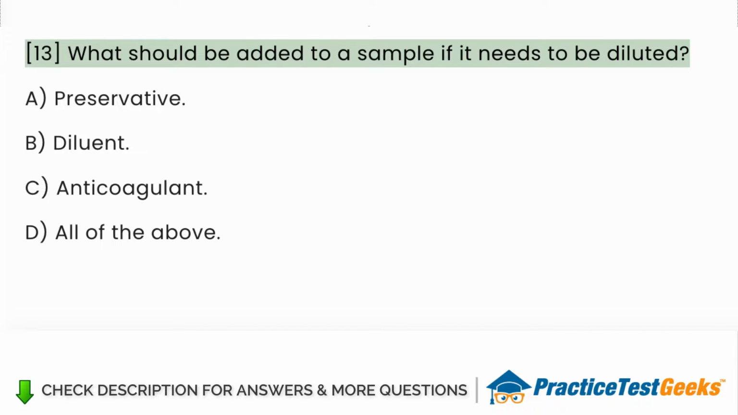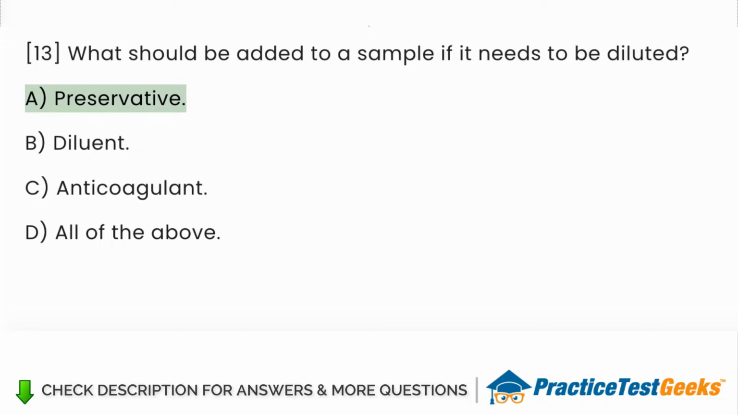What should be added to a sample if it needs to be diluted? A. Preservative. B. Diluent. C. Anticoagulant. D. All of the above.